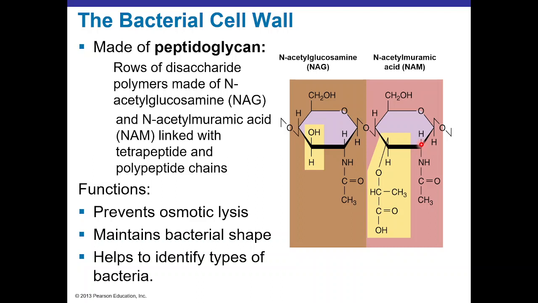What are the functions of the cell wall? It prevents the bacteria from bursting because it might be subject to hypertonic environments. We will see in just a few slides what is hypertonic, but the bacteria can burst under the wrong conditions. And then the bacteria will maintain its shape as well because these cell walls are semi-rigid, and some of the components of the cell wall help to identify bacteria.